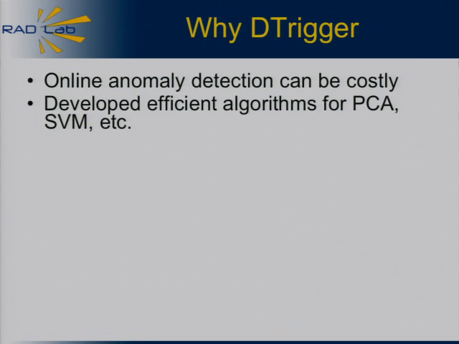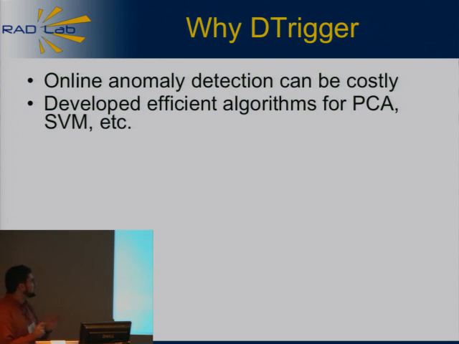Dtrigger was sort of the flip side of that. The idea of dtrigger was there are all these machine learning algorithms we'd like to run. They're expensive. This was an effort devoted to developing techniques to do very efficient, in terms of both CPU and communications, algorithms for things like PCA and support vector machines and so forth.